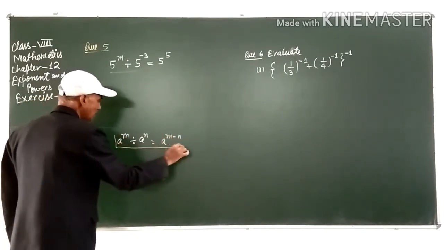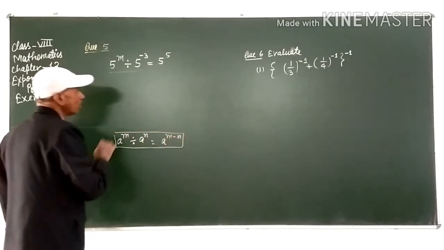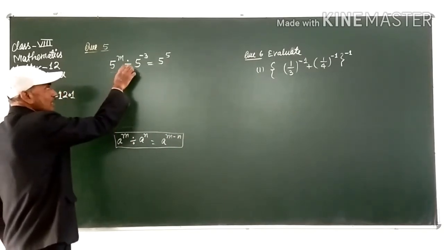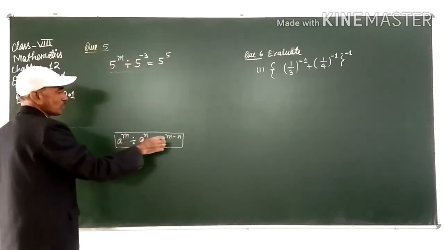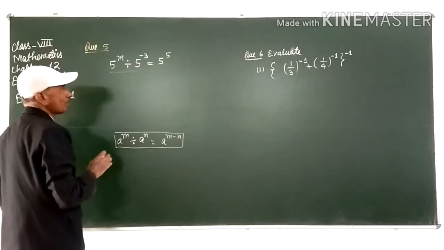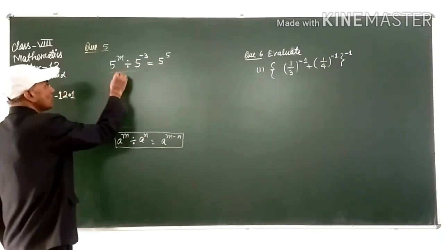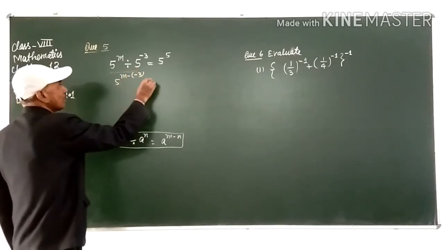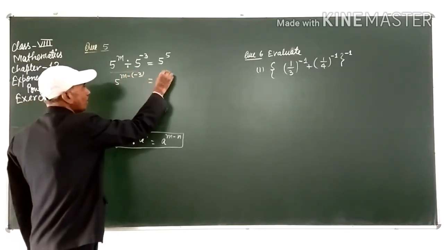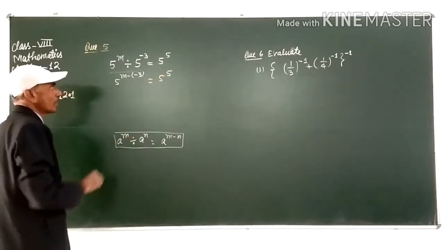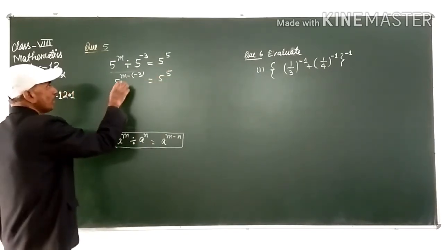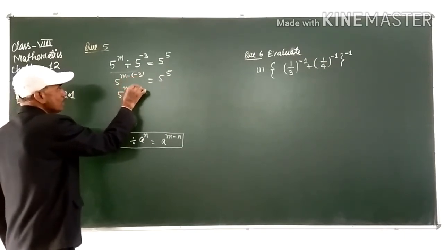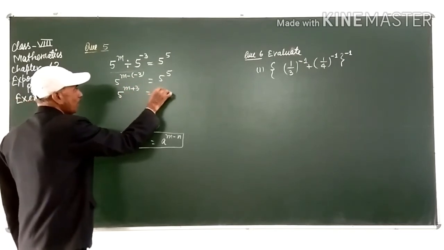So this is a rule, students. Using this rule, because the bases are the same, the exponents are different, and there is a sign of division, the exponents will be subtracted. 5 raised to the power m minus minus 3 is equal to 5 raised to the power 5. Now 5 raised to the power m, minus into minus will be plus, so m plus 3 is the exponent, equal to 5 raised to the power 5.